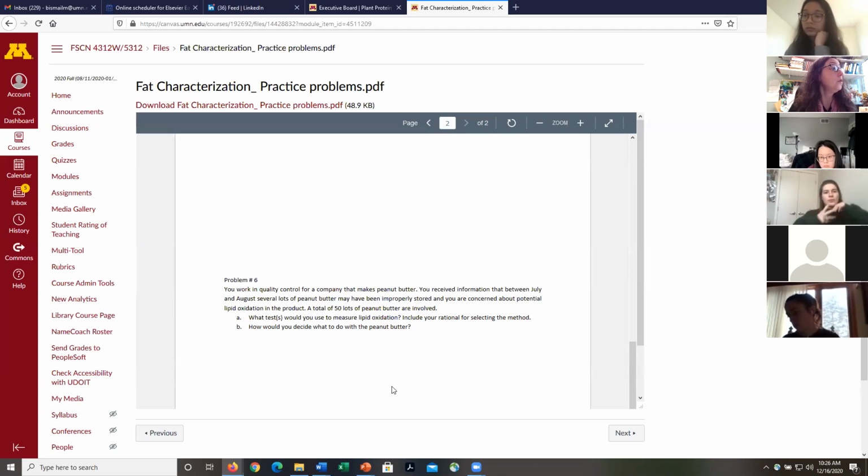And from there, you test peroxide value and hexanal at least, or any other secondary metabolite of oxidation, because again, if peroxide value is low, it doesn't mean that you don't have oxidation.